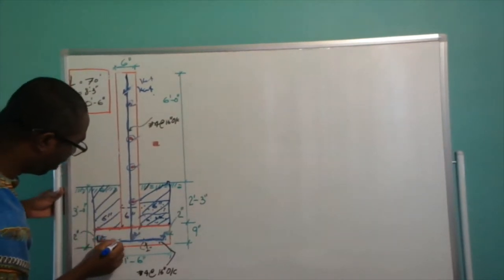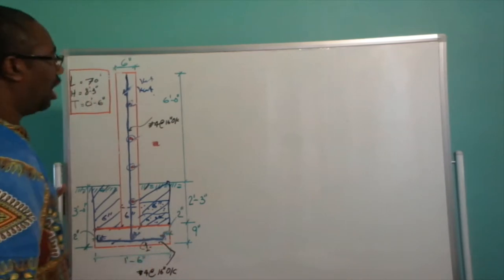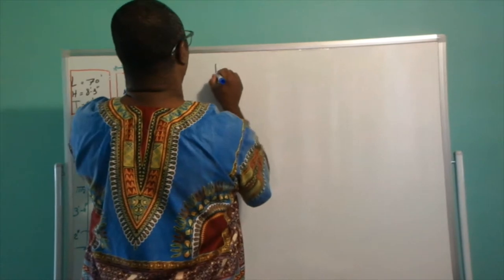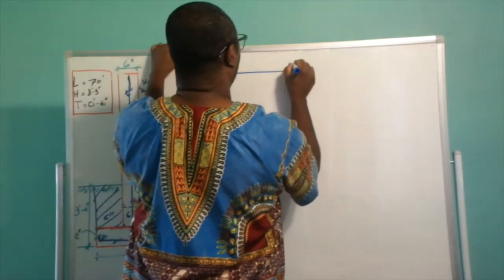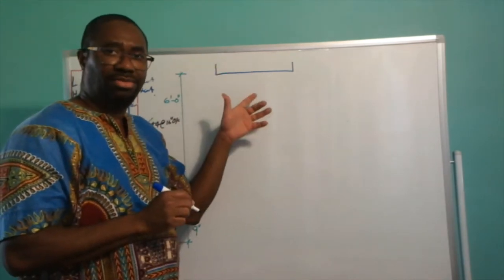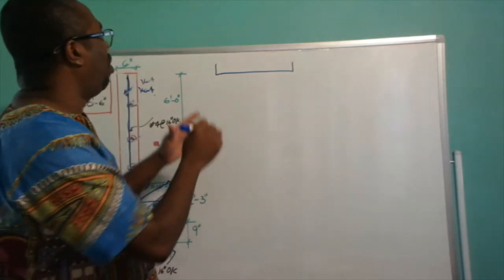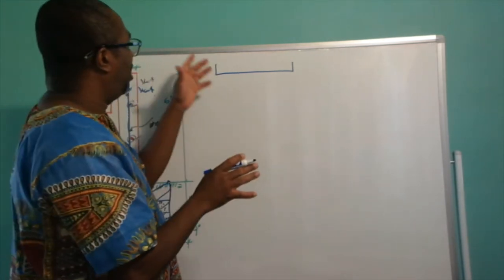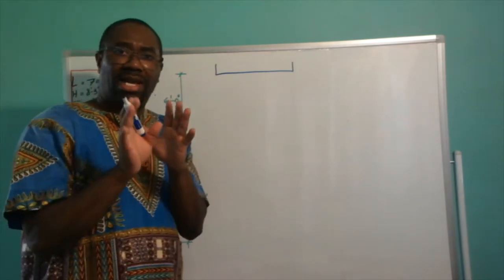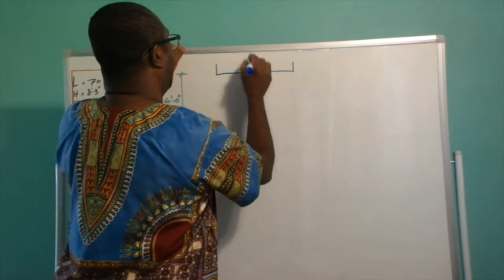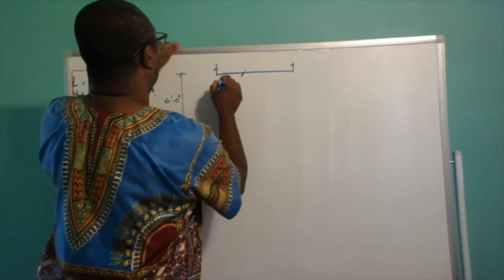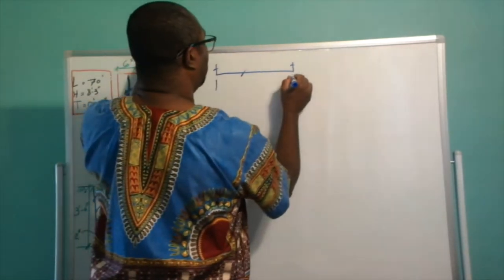Now, to proceed with the calculation, first I'm going to be looking at this bar here, the transverse bar. And what we have basically is this. That is the bar that is in the wall footing as the transverse bar. So we need to obtain the total length of this bar. The total length of this bar is going to be the length here plus the length of these 2 sides here.